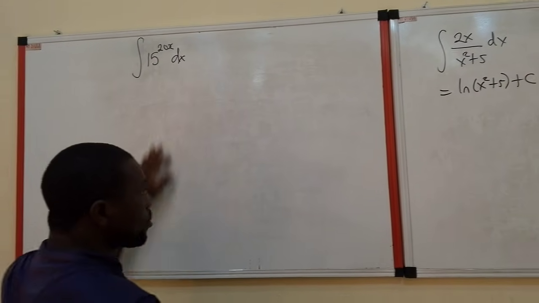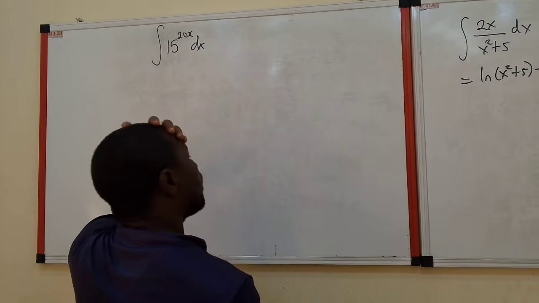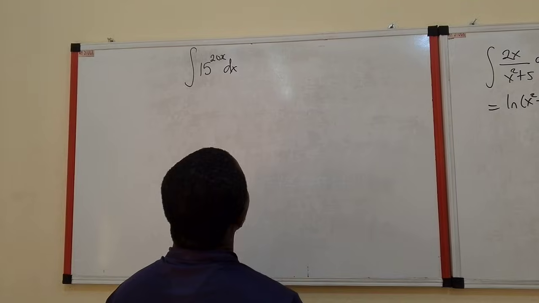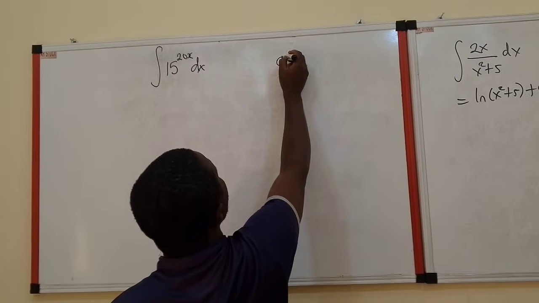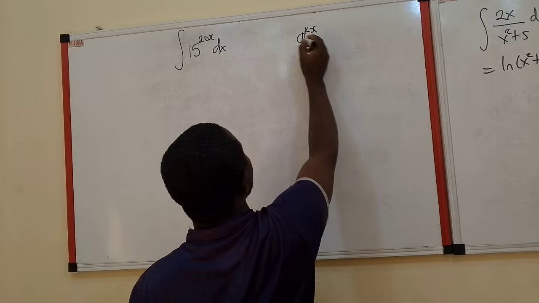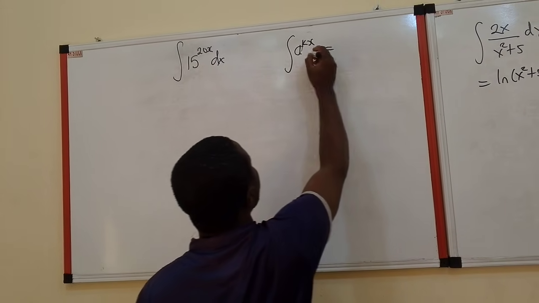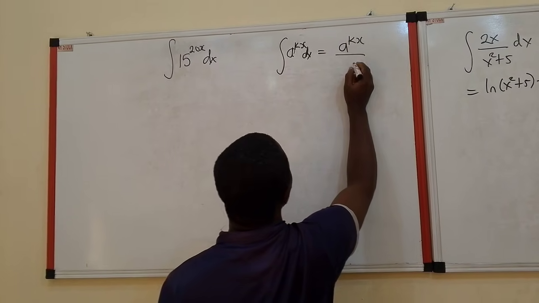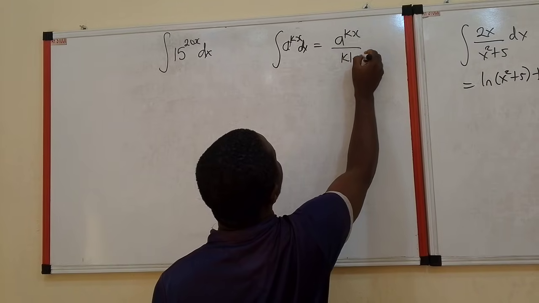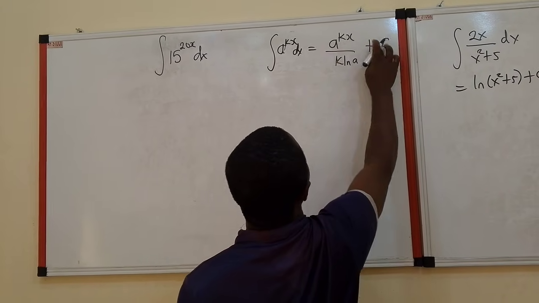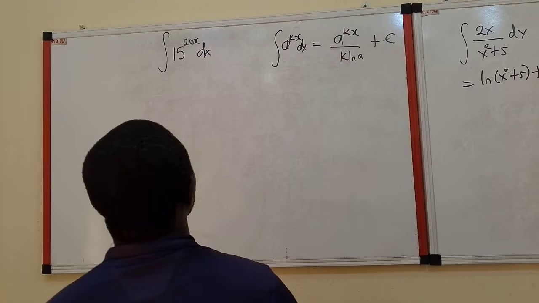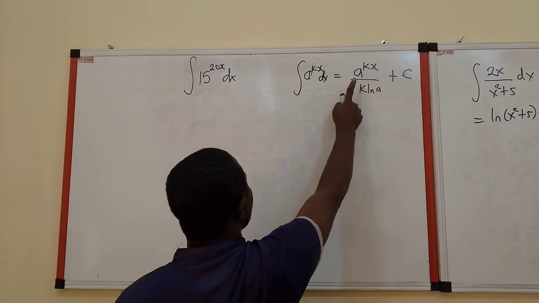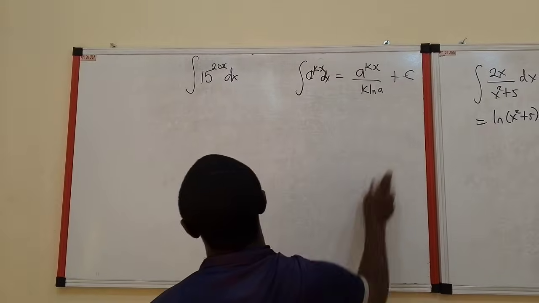Now this one has standards, so just know the standard shortcuts. Remember I told you that if you have the integral of a raised by kx dx, this is equal to a raised by kx over k ln a plus c.